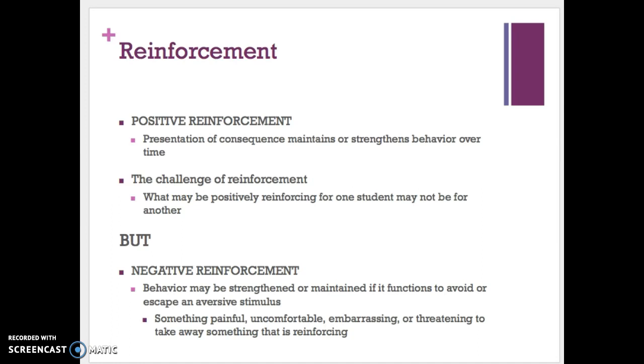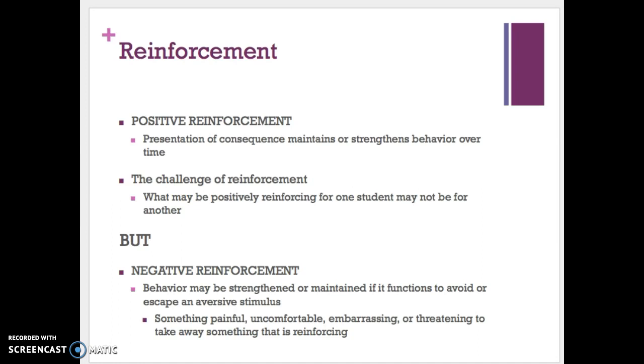So negative reinforcement. Negative reinforcement doesn't associate with anything bad, okay? Negative in this sense means behavior may be strengthened or maintained if its function is to avoid or escape an aversive stimulus. So for example, trying to get out of something. So something painful, uncomfortable, embarrassing, or threatening, to take away something that is reinforcing. All right, so let's give another example.